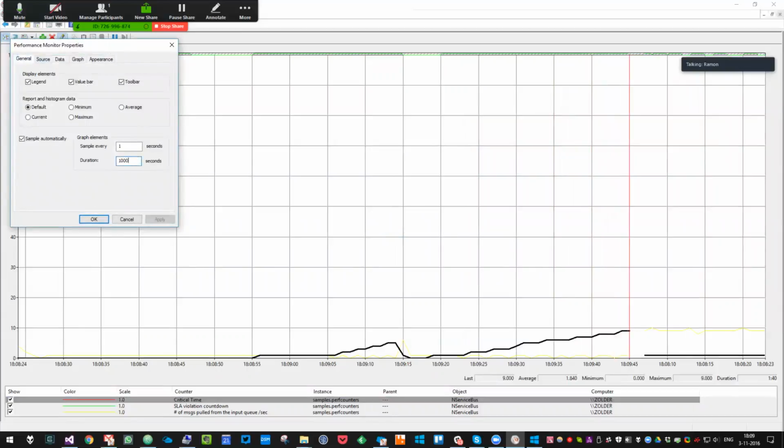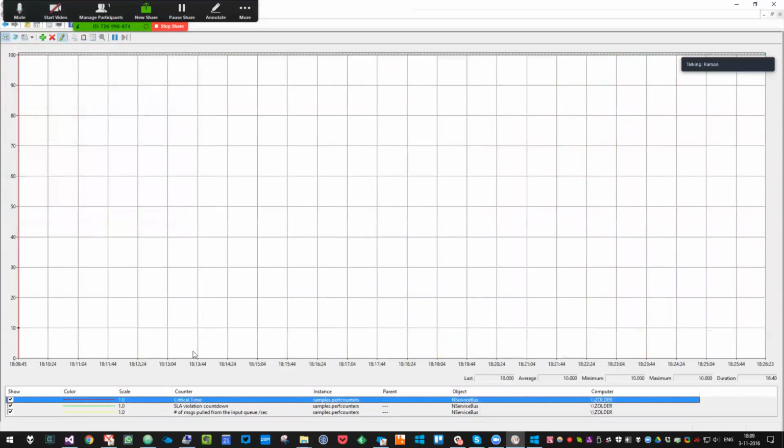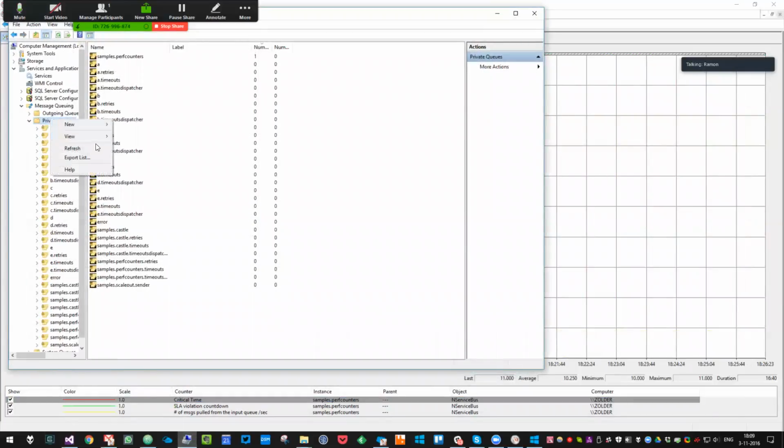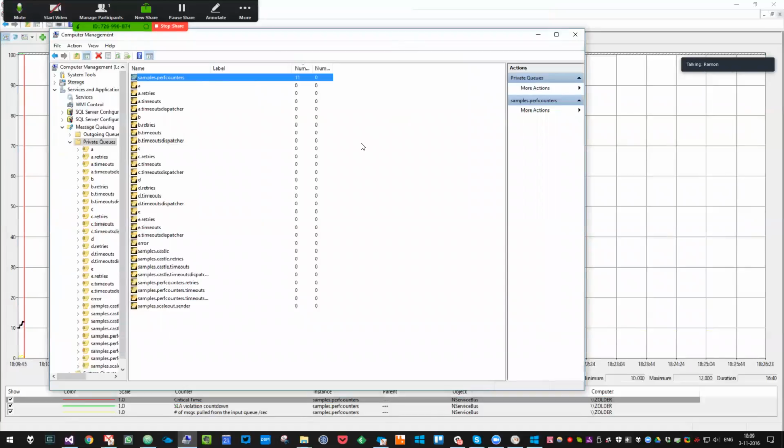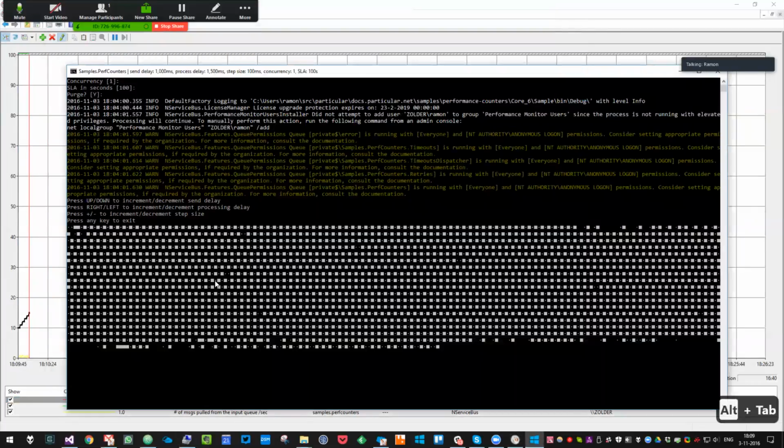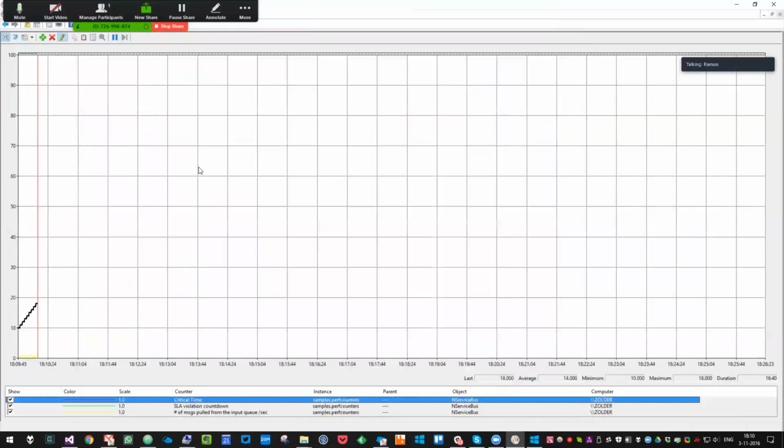So if we look in the queue, we can see here that currently we have 11 messages, and this will be slowly increasing, because the number of messages being sent to the queue is faster than the endpoint can process. So this indicates that the time for sending and completely being processed is now rising.